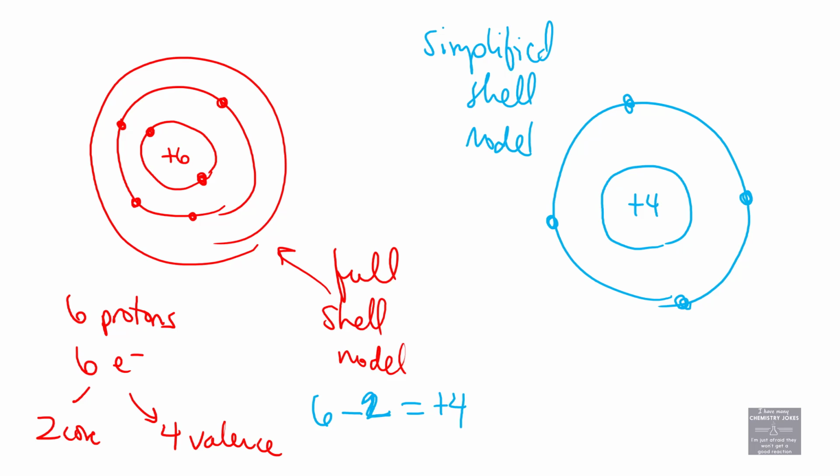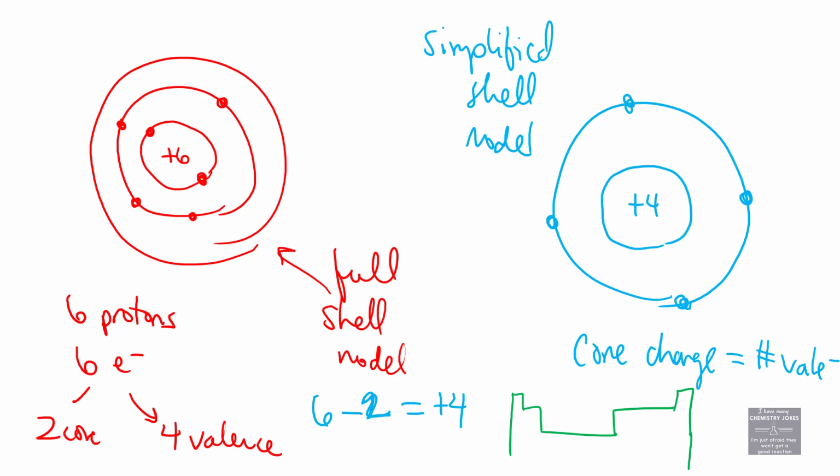We have hopefully recognized that core charge for a neutral atom is equal to the number of valence electrons. So core charge and valence electrons are equal for a neutral atom. Okay. The periodic table is very handy and can tell you how many valence electrons something has because it's all based on group number.